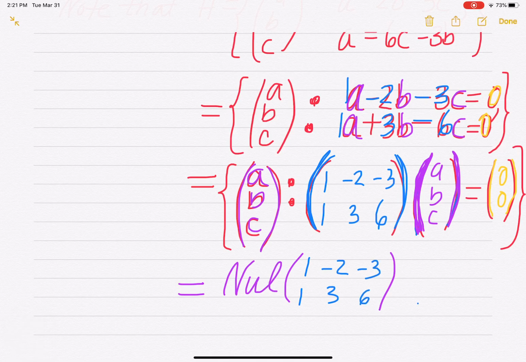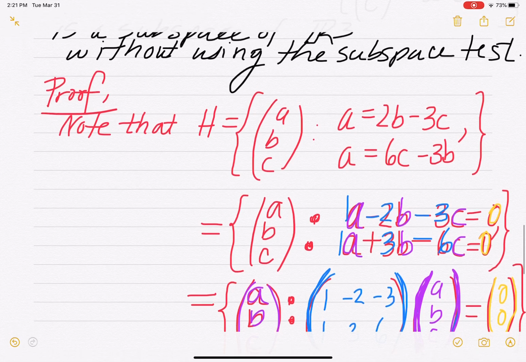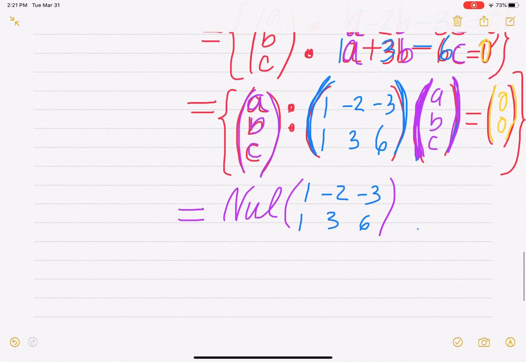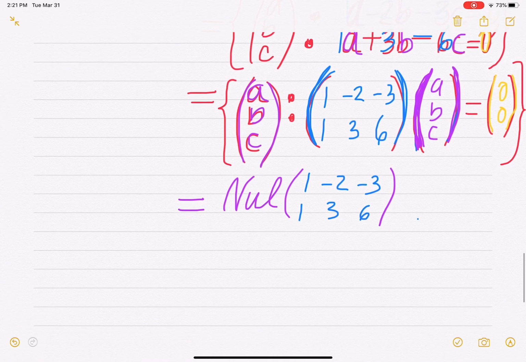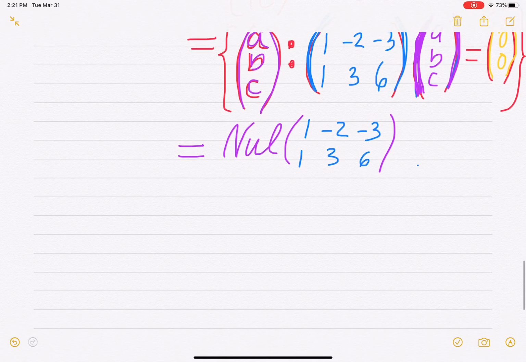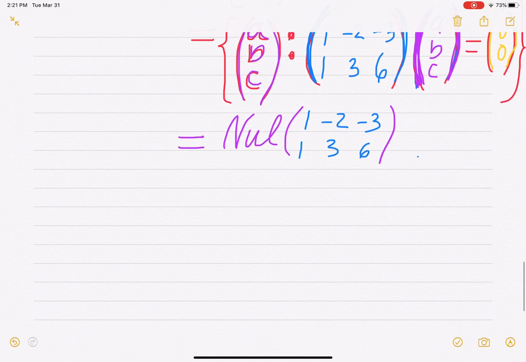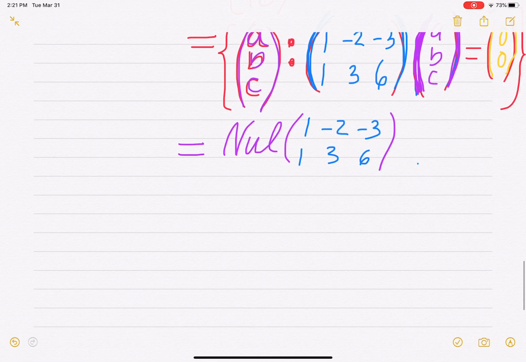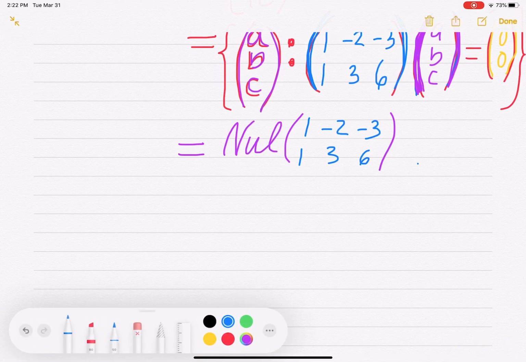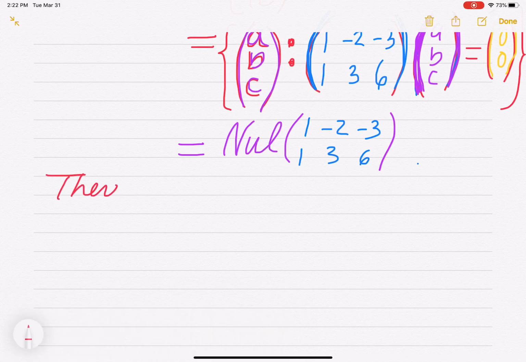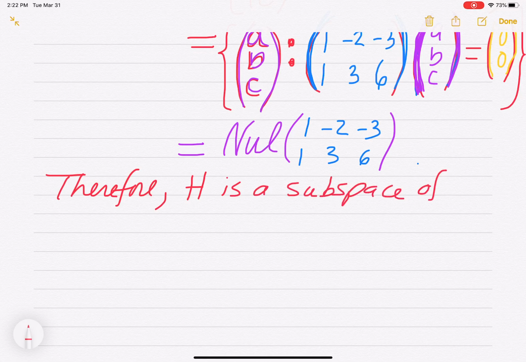So we have just shown that H is actually the null space. It's all the solutions to this linear system, this matrix vector equation. And we know that the null space is a subspace of R3, because there are 3 columns here. Therefore, H is a subspace of R3. That's a really elegant way to show this is a subspace of R3 without having to go through the subspace test.